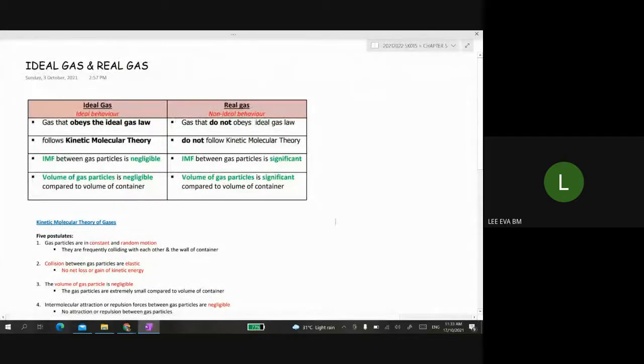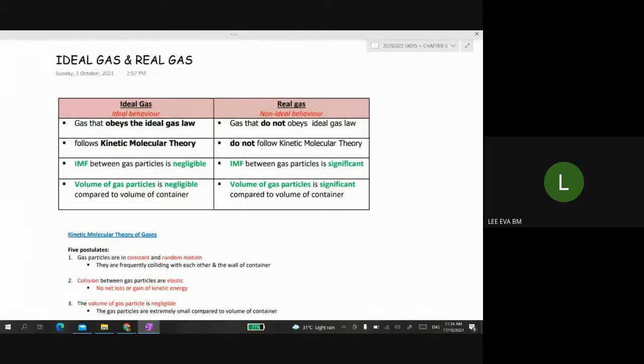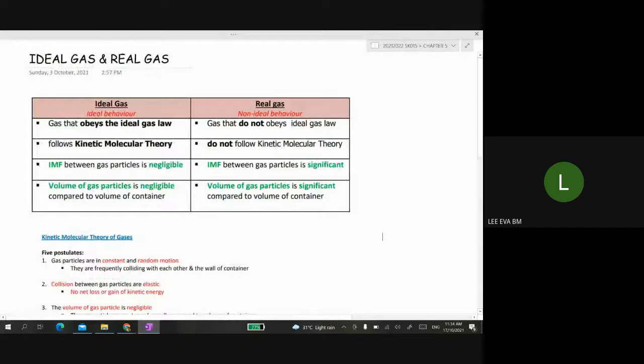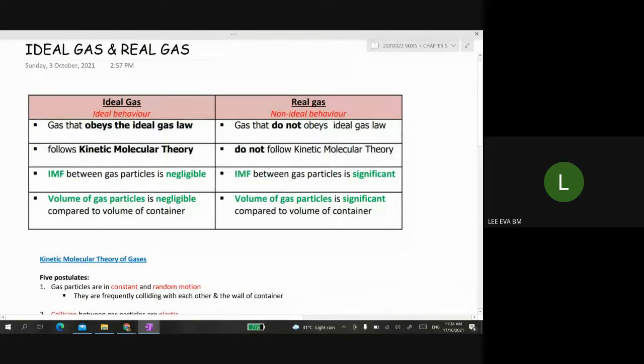Right, so let's just proceed to the next one. Okay, our next part is the ideal gas law and real gas. Let's just look at the ideal gas first. We can see over here, we will go through the notes together. Ideal gas law refers to the gas having ideal behavior. The gas that obeys the ideal gas law, we got our PV equals nRT.